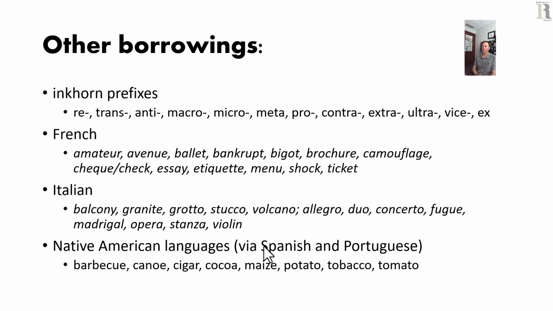Other borrowings and other kinds of borrowings during this period, not all Inkhorn words, not all related to humanism, but we do get a lot of prefixes that get attached to any kind of word, like re, trans, anti, macro, micro, meta, pro, contra, extra, ultra, vice. Isn't like a vice president, and that root vice means in place of.